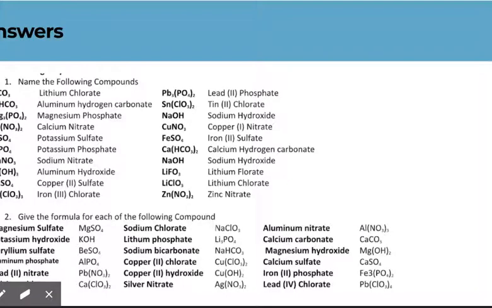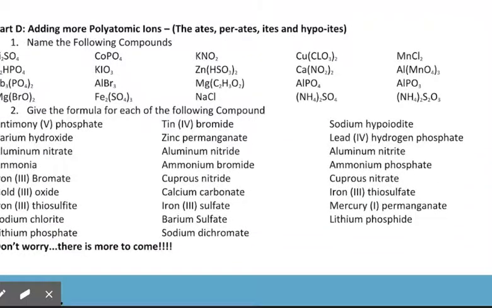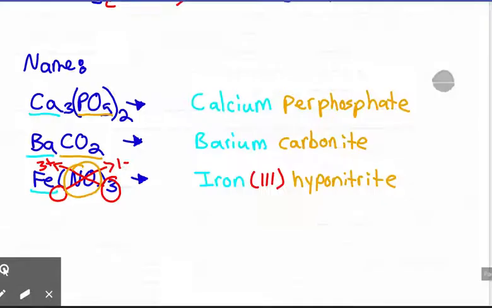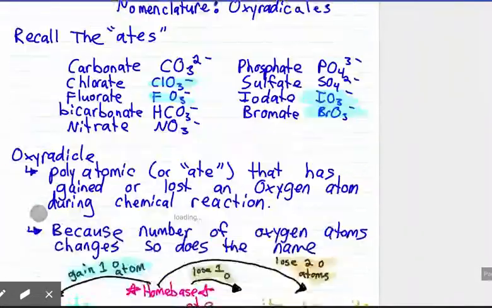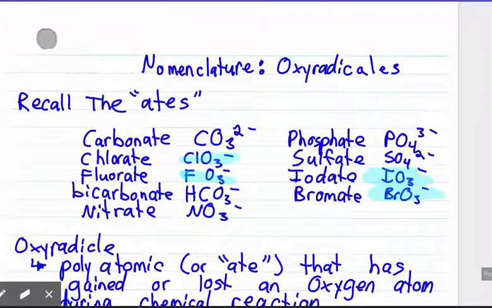Now make sure that you do the practice without just checking for the answers. Other than that, that's all for now, guys. So this has been a video lesson where we have been looking at how to name ionic compounds that are containing oxyradicals. Do some practice.